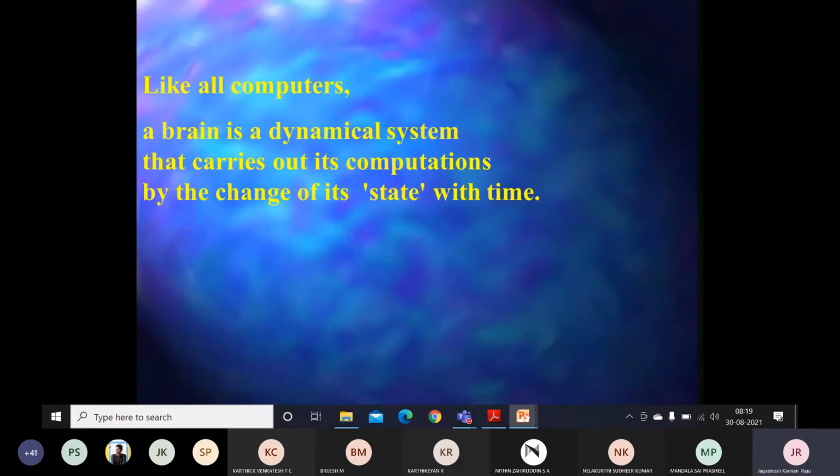Like all computers, the brain is also considered as a dynamical system that carries out its computations by the change of its state with time.